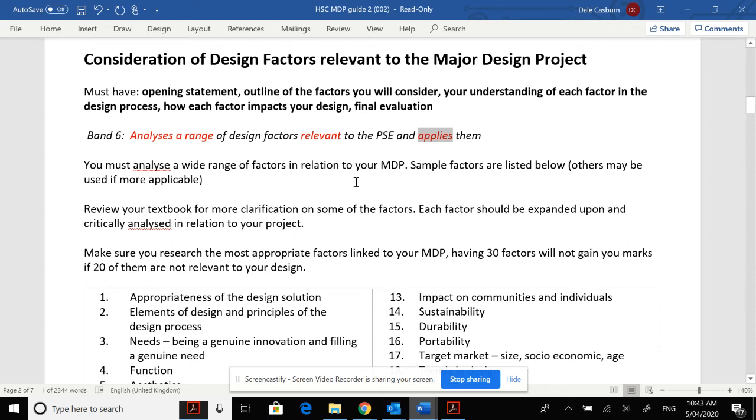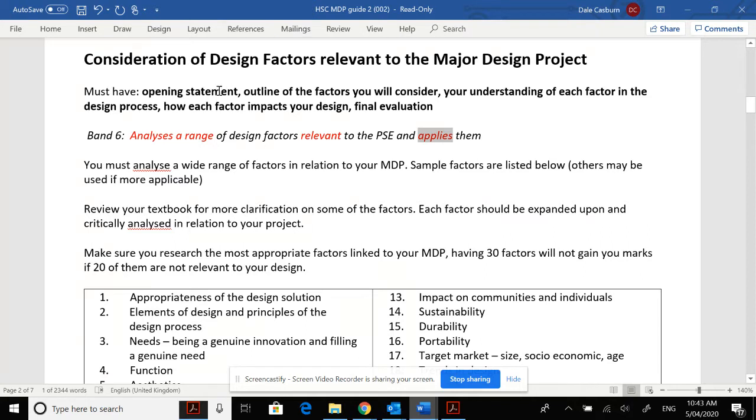Hey guys, we're back with section 6 of the major design portfolio, and now we are considering the design factors that are relevant to whatever it is that you are designing. So, again, we've got the must haves, we've got the high level. I know I say band 6, but that's just to get you to aim towards a great mark.